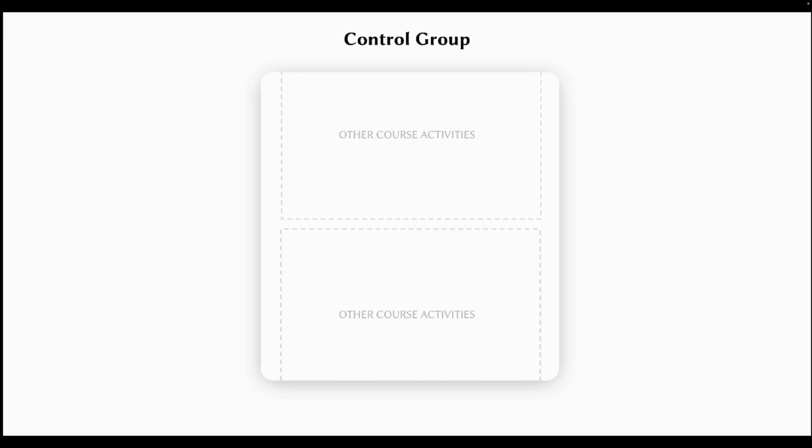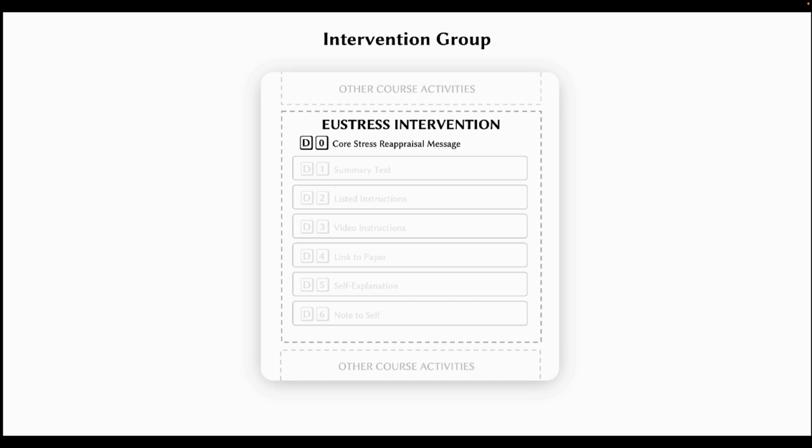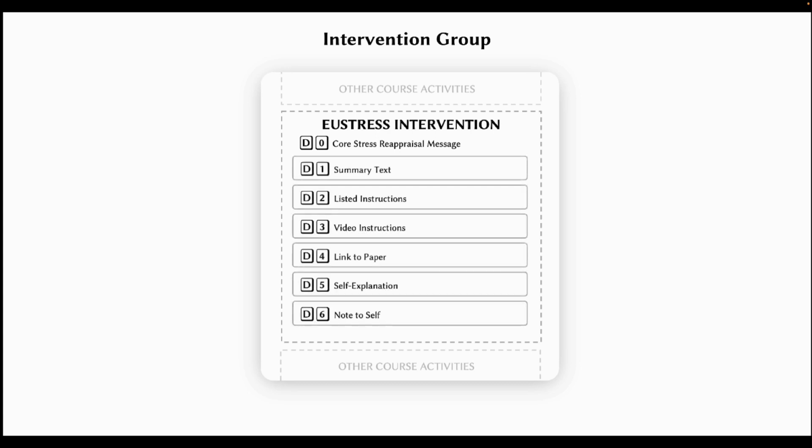In Study 2, we conducted a large-scale field experiment with over 1,200 students, where we randomly assigned students to either a control group which didn't receive the intervention, or a treatment group which received the core reappraisal message and a random combination of one or more design factors as components that reinforced engagement with the message.